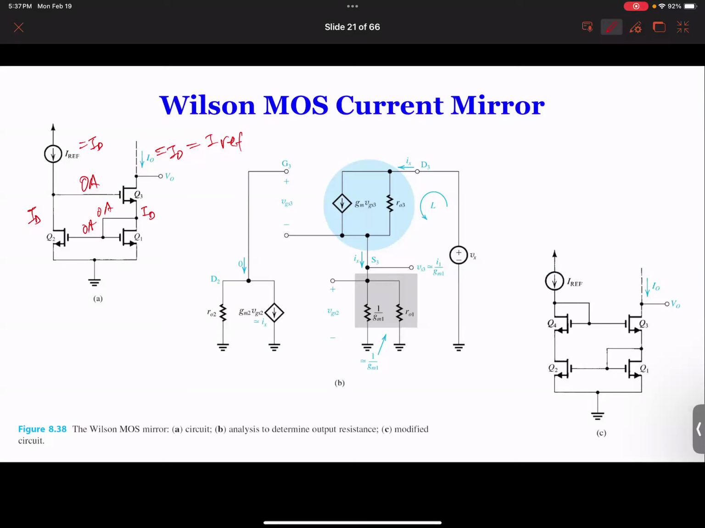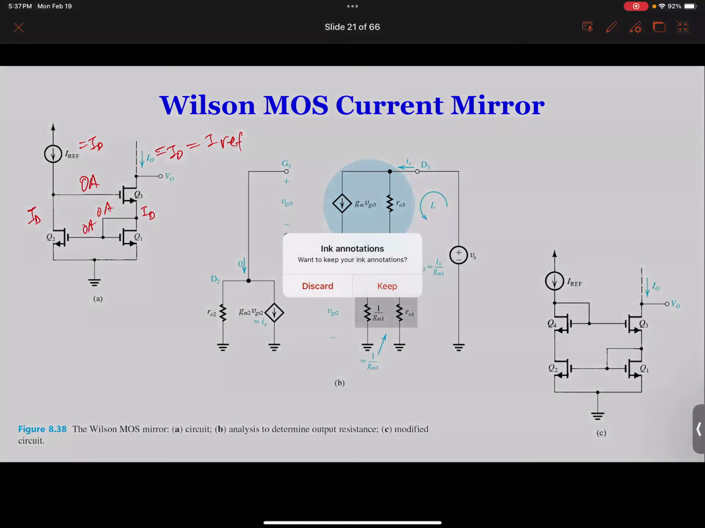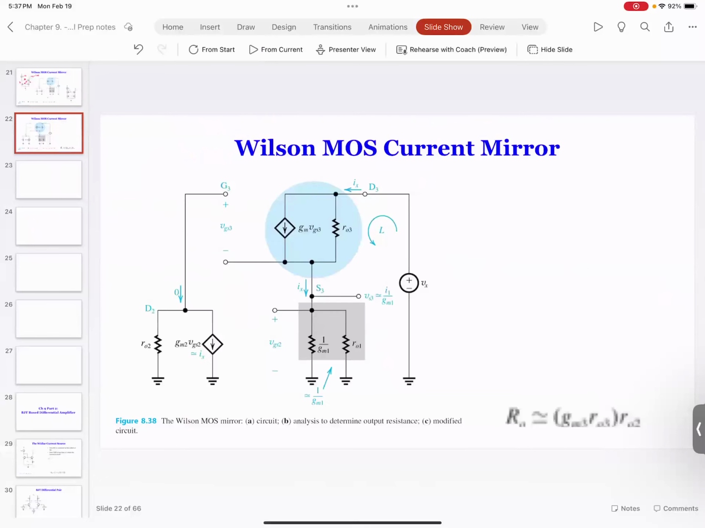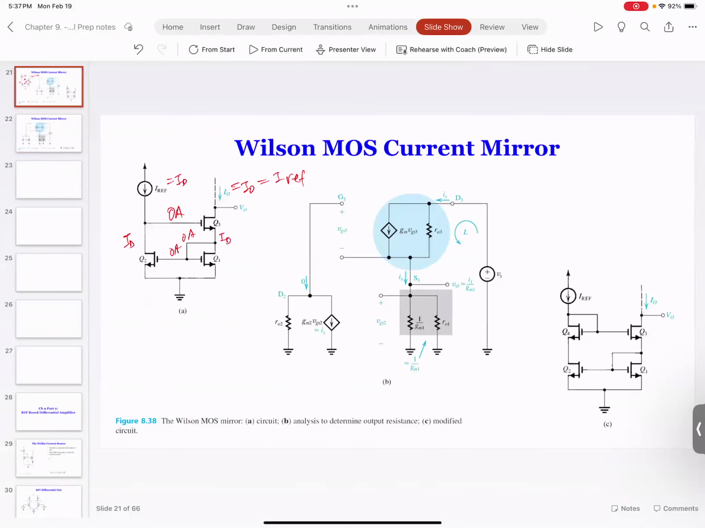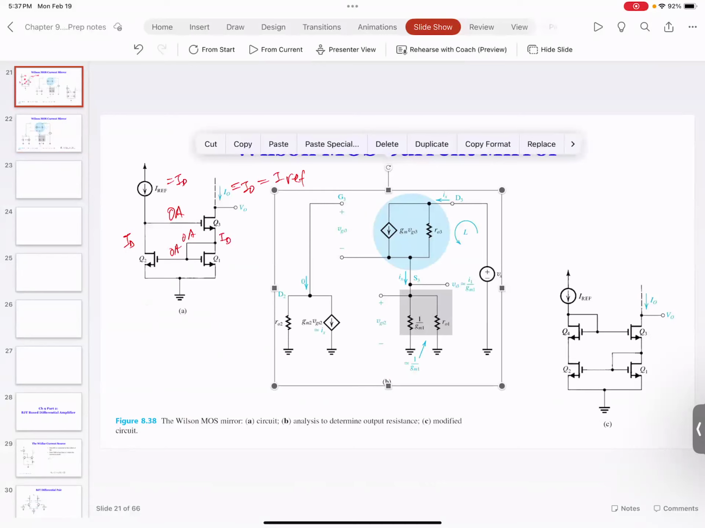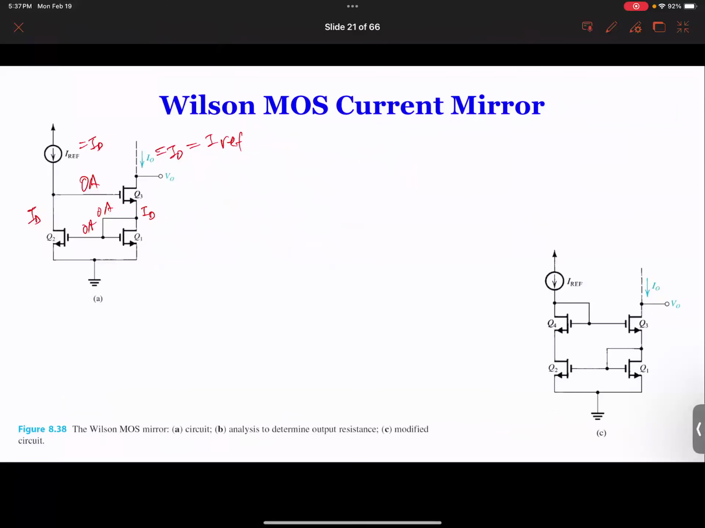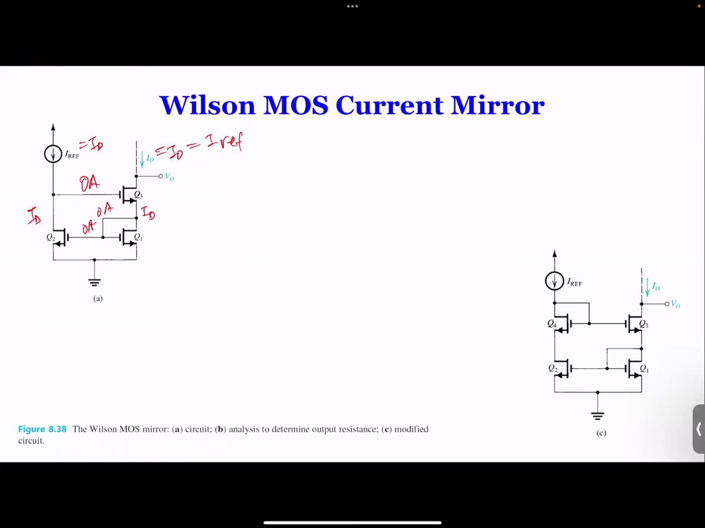So maybe what we can do is this: we can remove this. Yeah, we have it here. So we can remove the circuit over here, and let's draw it together so that we get a better understanding. So for this one, let's start by again Q1. So Q1, this MOSFET, has a gate here, and we have this one here.